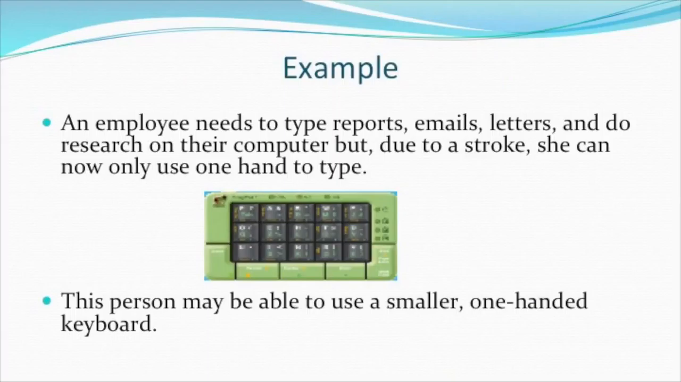An example: suppose you have a consumer who's had a stroke and she can now only use one-handed type, and her essential functions include needing to type reports, sending emails, letters, and doing research. So this person may be able to use a smaller one-handed keyboard as assistive technology device.